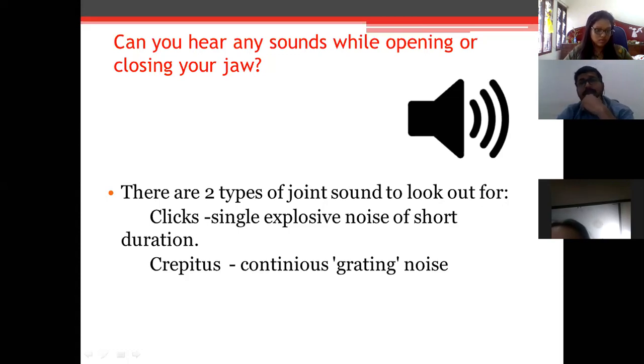And when you check for sounds, there are two things you have to check: clicking sounds and crepitus sounds. A clicking sound means a simple explosive noise of short duration. The clicking will be a very short duration sound. And crepitus is a grating noise. If you hear a crepitus sound, like an eggshell crackling, that actually indicates bone-to-bone contact. That means your disc is totally displaced from the articular eminence, and the mandibular condyle is hitting the articular eminence.